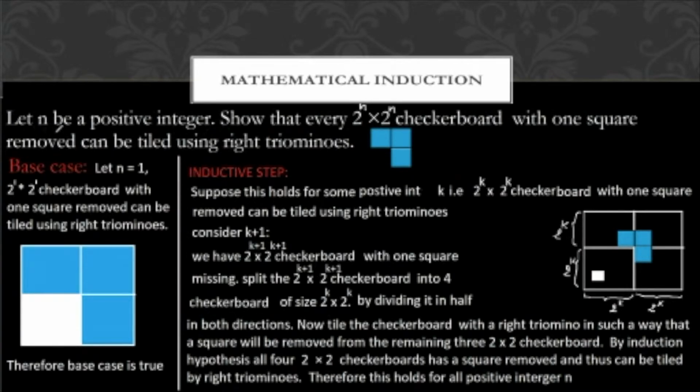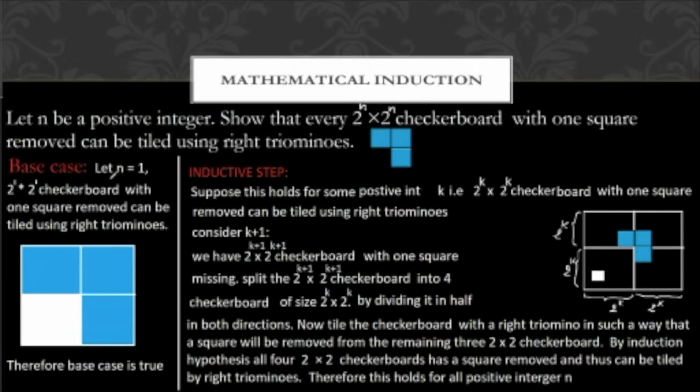Now let's look at an example. This example is saying: let n be a positive integer, show that every 2^n by 2^n checkerboard with one square removed can be tiled using right trominoes. Okay, so we're going to prove this by induction. A proof by induction, remember, consists of two parts, meaning we're going to have a base case and an inductive step. So let's start with the base case.